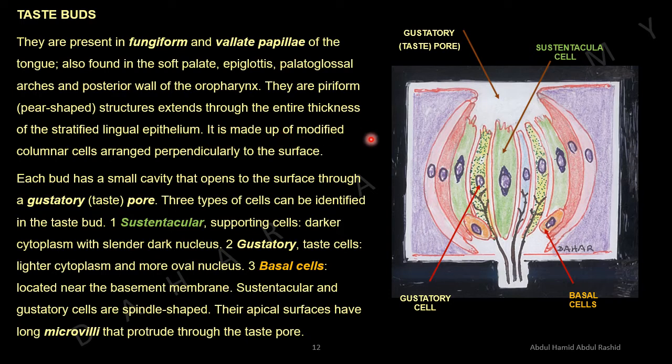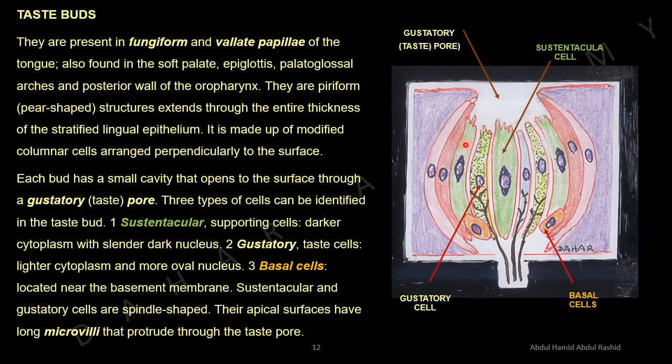It is made up of modified columnar cells arranged perpendicularly to the surface. So you see, perpendicularly arranged to the surface these cells are. Each bud is a small cavity that opens to the surface through a gustatory taste pore.